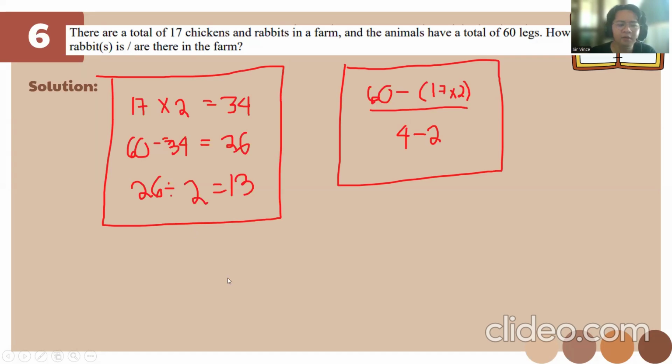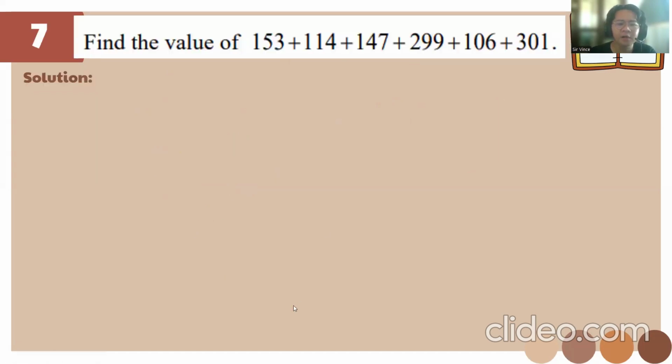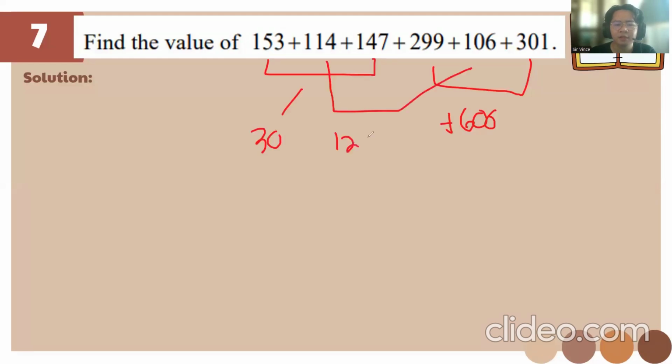So, we are good now? This one, you just add directly. This becomes 600. This becomes 300. This becomes 120. So if we add them all together, we'll get 1,120.